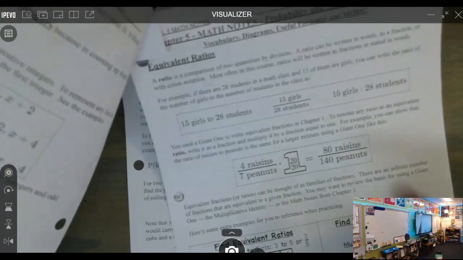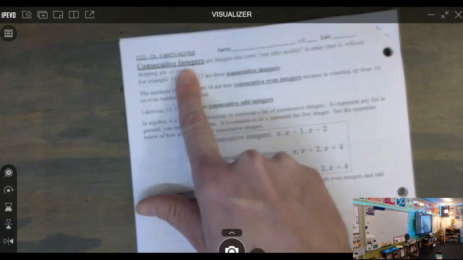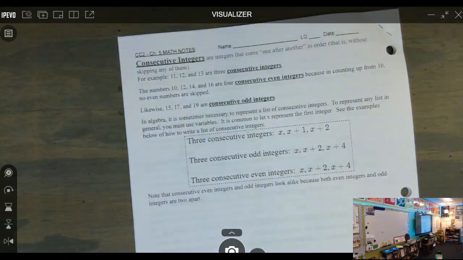And then the very back is just a little note about consecutive integers. But all right, guys, that's all we got for today. Please clip this stuff in your binder. Clip it in. I'm watching those of you that I'm scared about right now. Guys, flip your notes back to the front and clip your papers in.